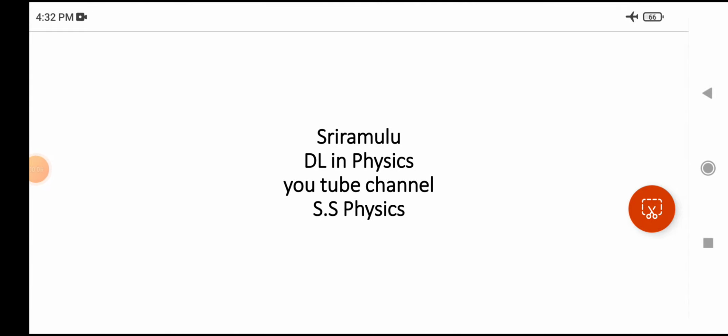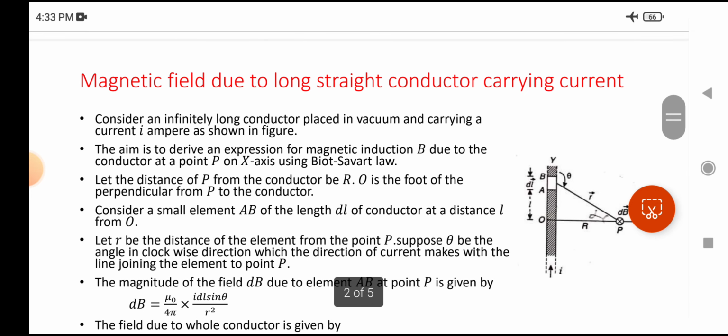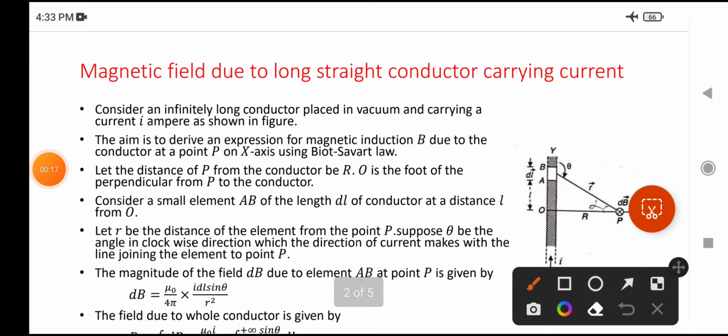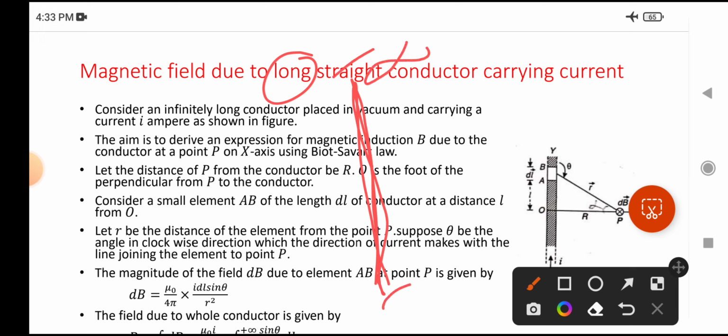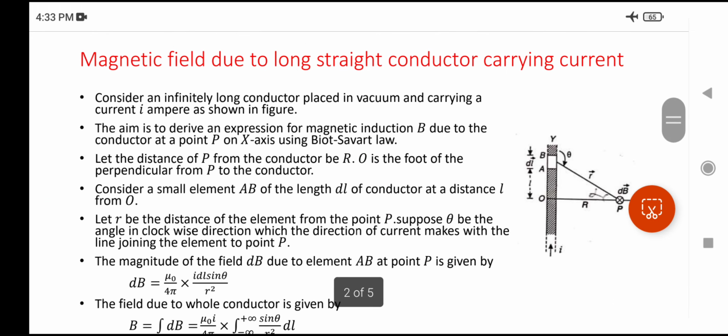So today's topic is very important from the exam point of view. It is the application of Biot-Savart law. By using Biot-Savart law, we can calculate the magnetic field due to a straight conductor carrying current. Straight means how much straight? It is long and straight, from negative infinity to positive infinity. So that much long straight conductor it is. By using this conductor, how can we calculate the magnetic field?